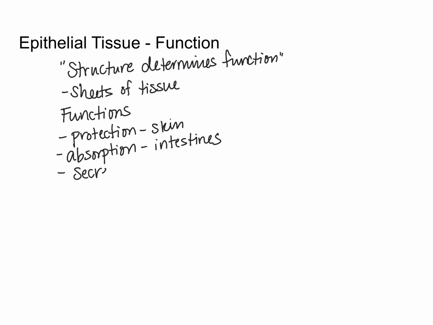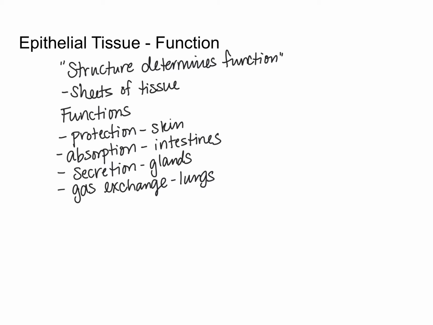Things like secretion would be dealing with the glands that we talked about. So secretion just means that it's making some sort of product and then transferring that product somewhere else. So like a sweat gland produces sweat and then delivers that sweat onto the surface of your skin. Other functions could be things like gas exchange. So your lungs are involved in gas exchange.